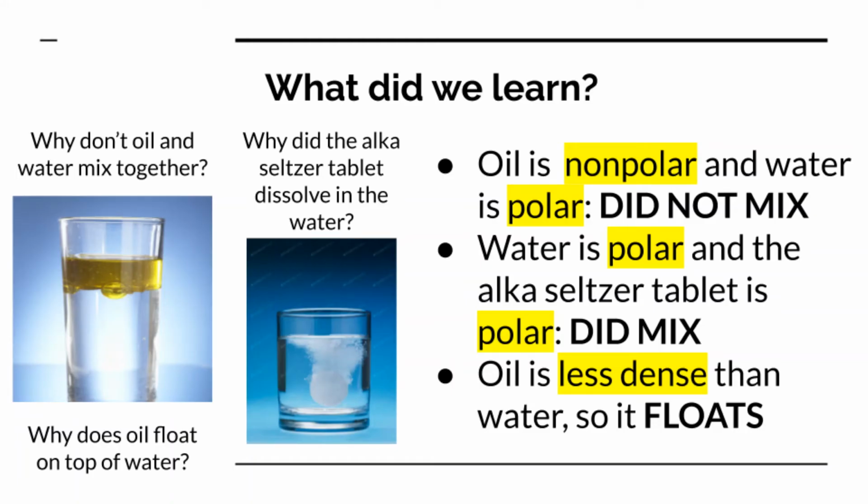So, what did we learn? First, we learned that oil does not mix with water. Why did this happen? It happened because oil is nonpolar, while water is polar, so they are insoluble in each other and don't mix. We also saw that the Alka-Seltzer tablets dissolved in water. The tablet contains sodium bicarbonate, which is polar, and water is also polar, so they are soluble and do mix together. Lastly, why did the oil float in the water rather than sink? This is because of density. The oil floats because it is less dense than water.